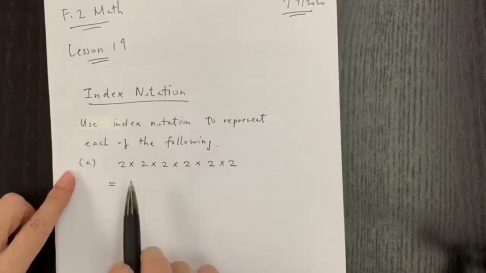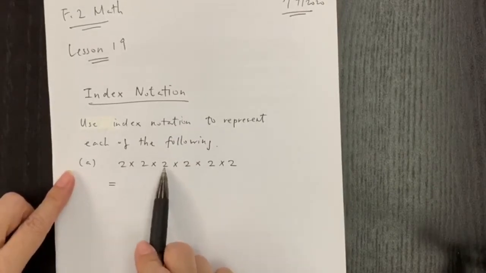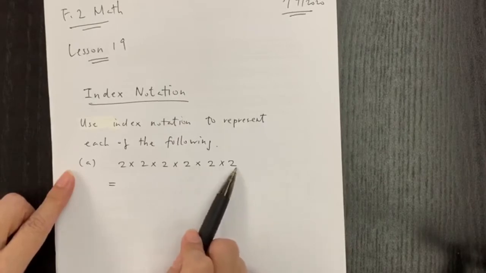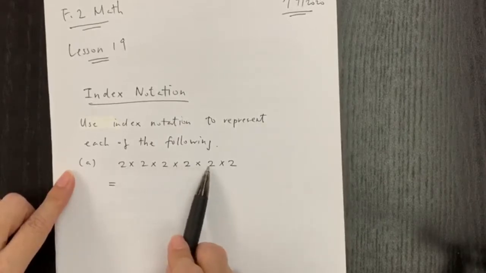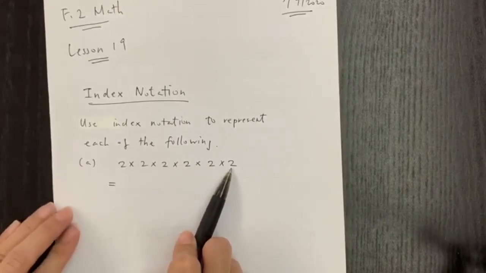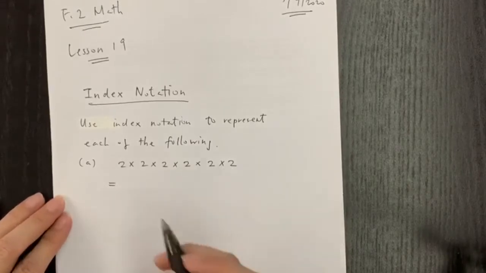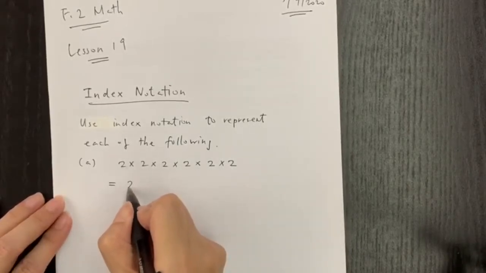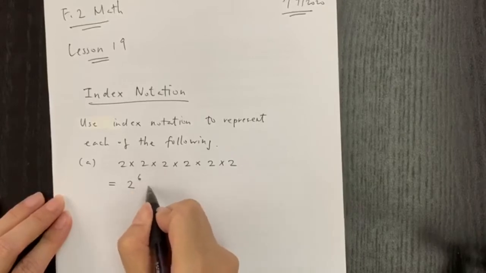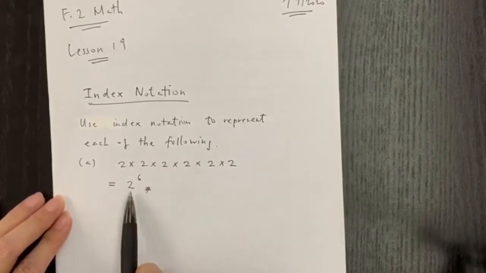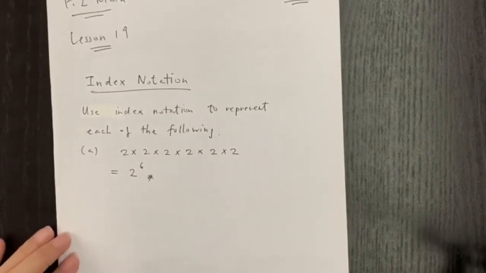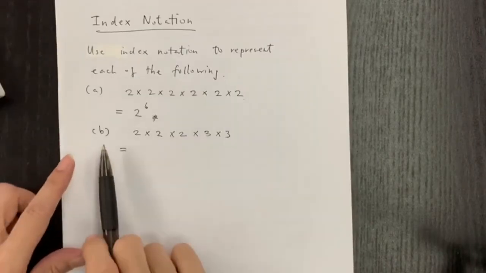So the first one here we have 2 times 2 times 2 times 2 times 2 times 2. How many times? 1, 2, 3, 4, 5, 6. So how are we going to show this? By using index notation, that is the same as 2 to the power 6. Okay, so this is the meaning of index notation.